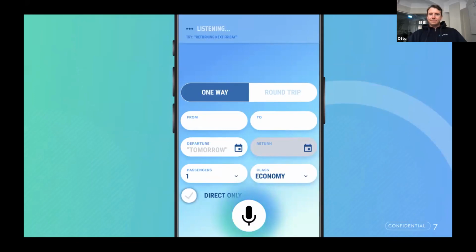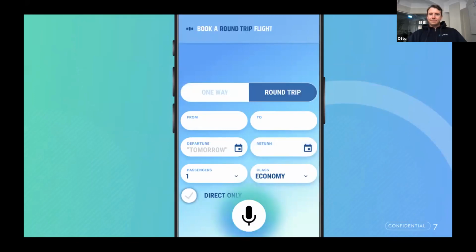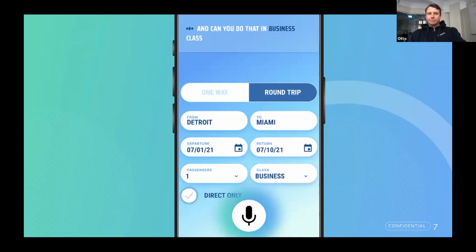Book a round trip flight from Detroit to Miami for July 1st and returning on July 10th. And can you do that in business class and direct only?